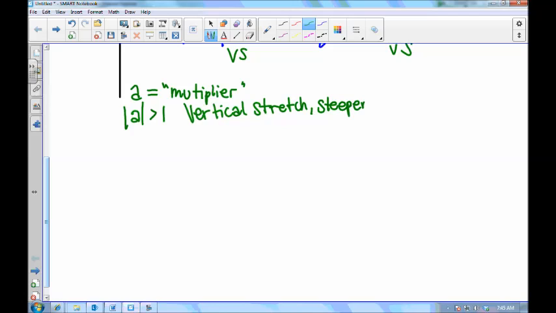Steeper. Then we say by a factor of, I'll put a blank, that'll be whatever the value of A is. If it's 5, it's getting steeper by a factor of 5. If it was 10, it gets steeper more rapidly, so factor of 10, multiplying by 10. What if A is between, the absolute value of A is between 0 and 1?